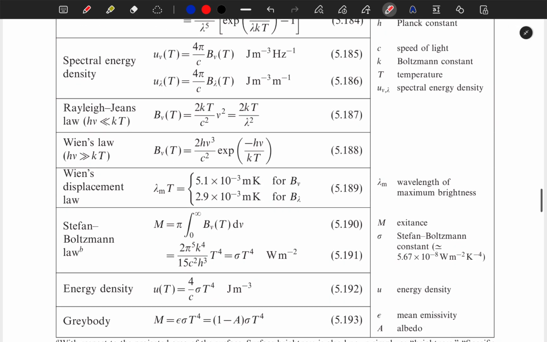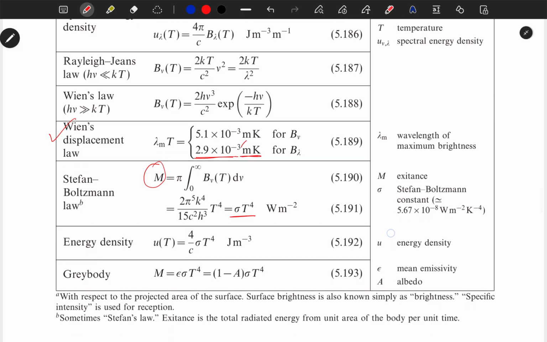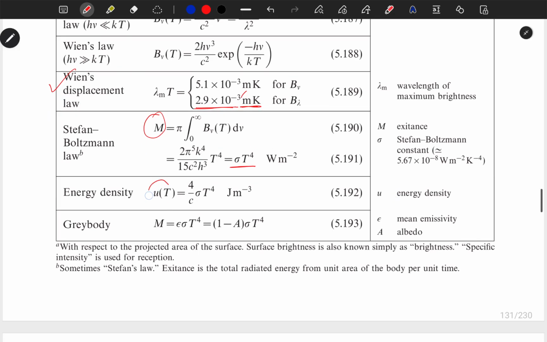So Wien's displacement law, lambda T equal to 2.9 into 10 to the minus 3 meter kelvin. Stefan-Boltzmann law, M equal to sigma T to the power 4, or energy density U proportional to T to the power 4.